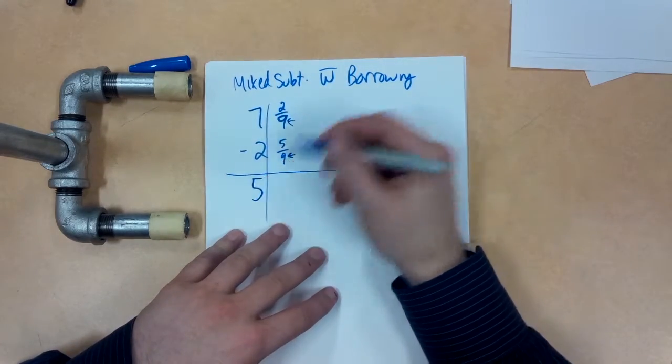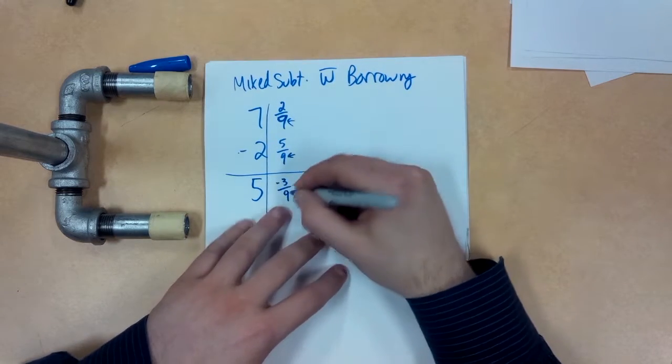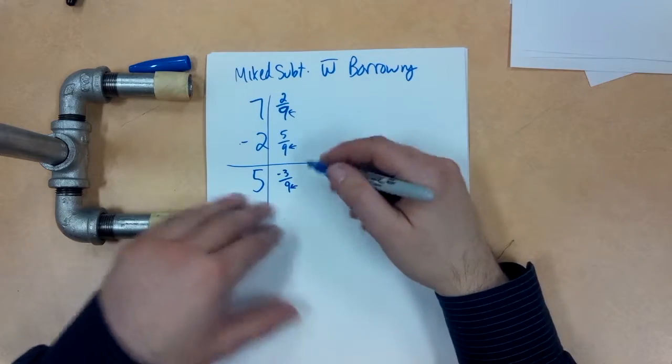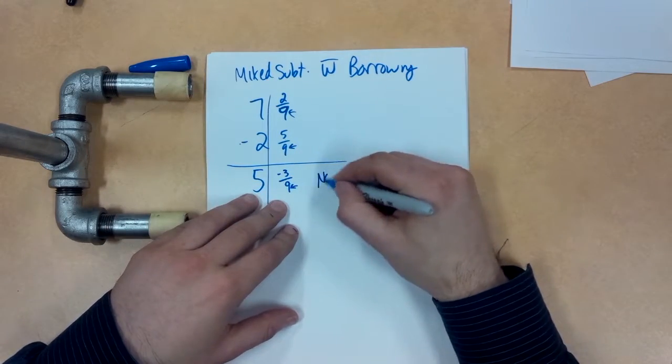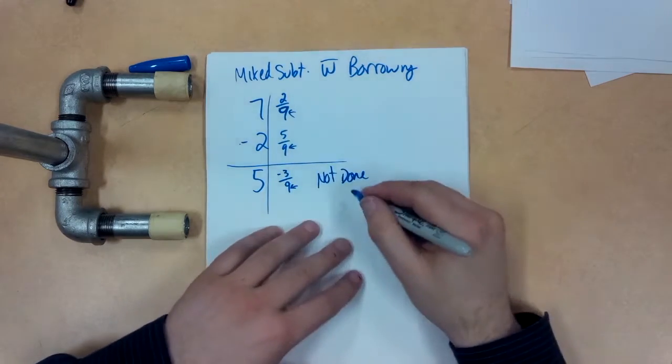7 minus 2 is 5. 2 subtract 5 is negative 3. Our size of our slice didn't change, so that's it. 5 and negative 3 over 9. The problem is we're not done. We're not going to leave this here. And the reason for that is because of this.